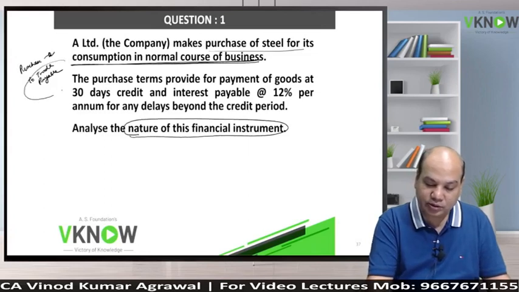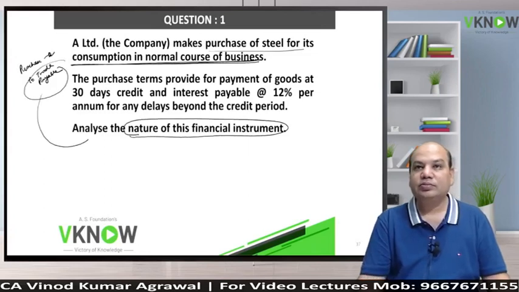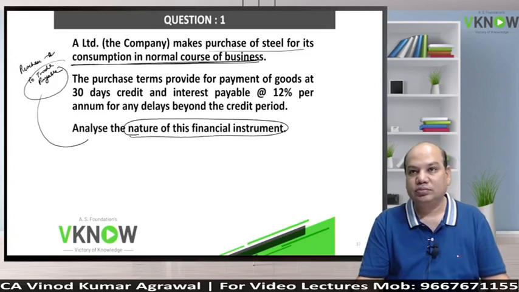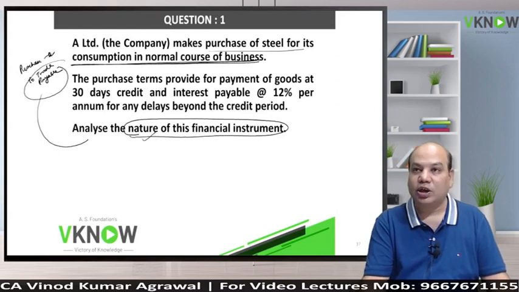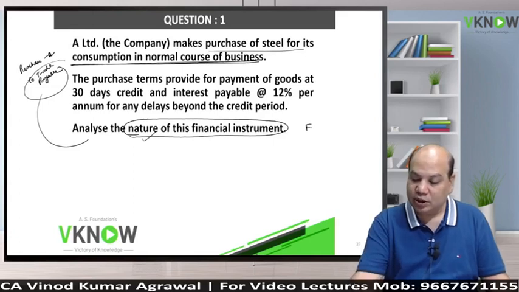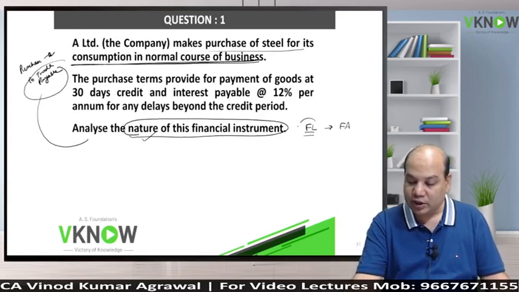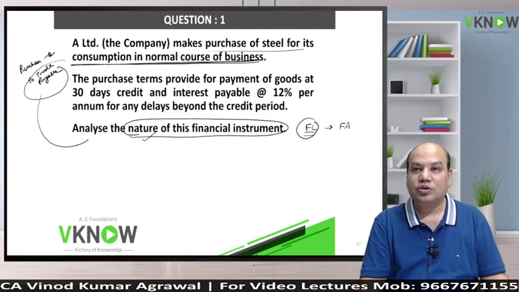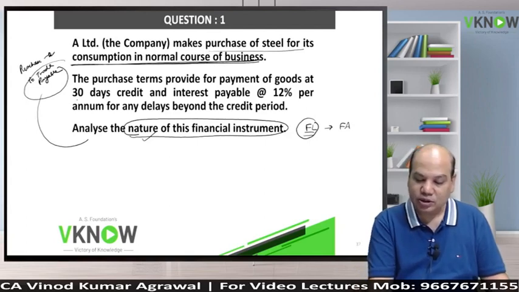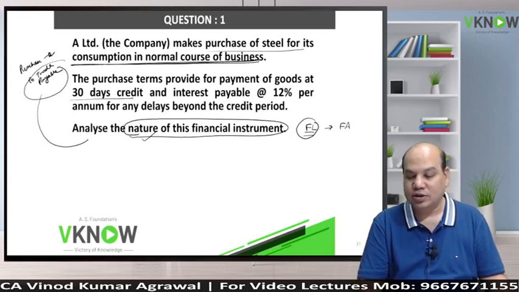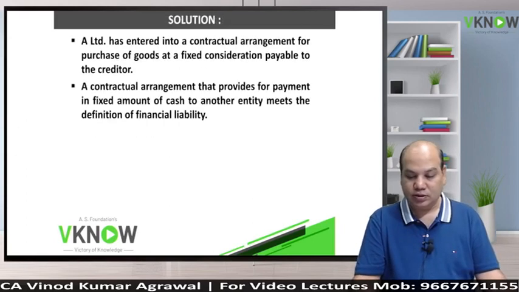So the question is whether this trade payable is a financial instrument, and what kind of financial instrument. So it is a financial instrument because it is a financial liability for one party and a financial asset for the other party. And why is it a financial liability? Because there is a contractual obligation to pay cash in 30 days plus any interest if it is delayed. So the answer is yes.